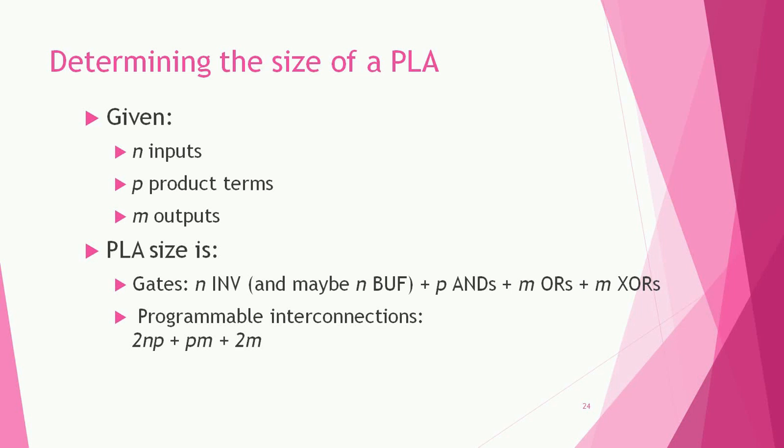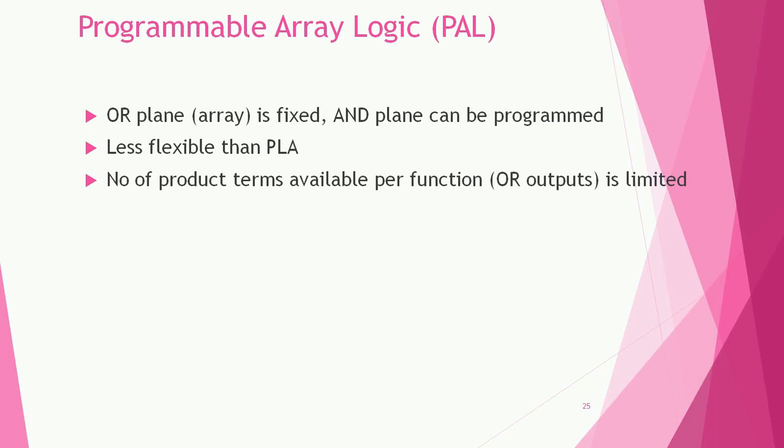So PLA size is N inverters, maybe N buffers, plus P number of AND gates, because P product terms are there. And how many outputs? M outputs are there, so M OR gates are used, plus M XOR gates are used for complementing and uncomplementing. So programmable interconnections will be 2NP plus PM plus 2M. So this is how we can determine the size.